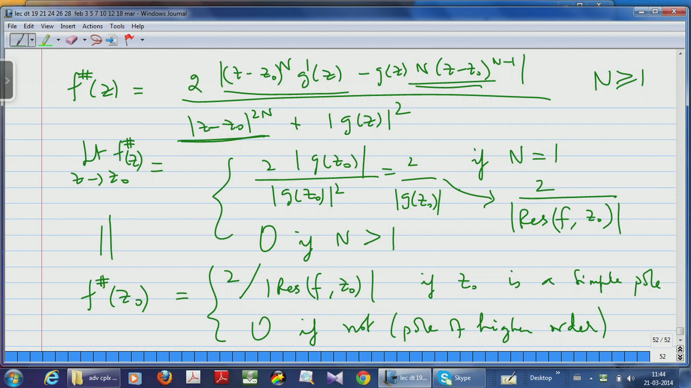multiplied with the integrand as f hash. And that's pretty important. Okay, now, and again, I'll tell you why we are doing all this. We are doing all this because the kind of analysis that is required to prove Picard's theorem involves Montel's theorem.